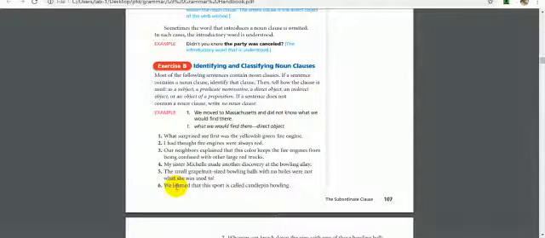Number 6. We learned that this sport is called candlepin bowling. Very well. "That this sport is called candlepin bowling" is the noun clause, as we see. It started with the introductory word "that", and it is working as direct object for the action verb "learned".